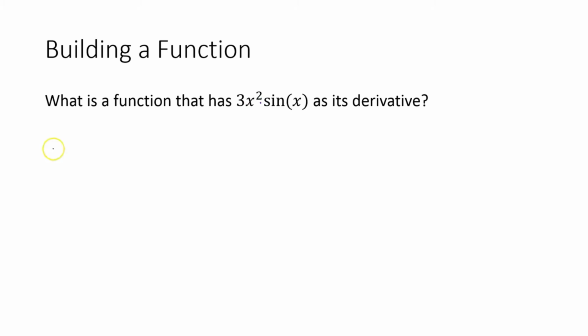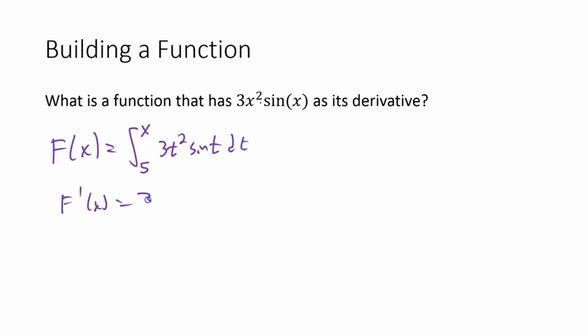But what we can say is, hey, let's define capital F of x as the integral from, pick your favorite number, let's say 5, I've been using 5 a lot, to x of 3t squared sine of t dt. Because what is F prime then? F prime of x, you just dump the x in. It's 3x squared sine of x, which is exactly what they told me they wanted the derivative to be. So it kind of feels like cheating, but this is a totally legit way to define a function. And then the derivative, you just take the x, dump it in, and you are all done.